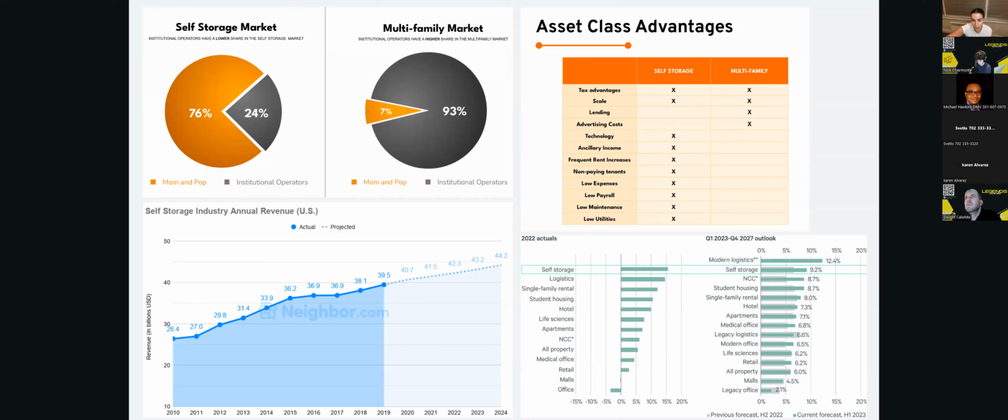I think you can see here, actually, there's single family rentals, student housing, hotel, life sciences, apartments, medical offices, retail, malls, etc. So those are some charts just for some more information. You could go to the next slide, Nick.